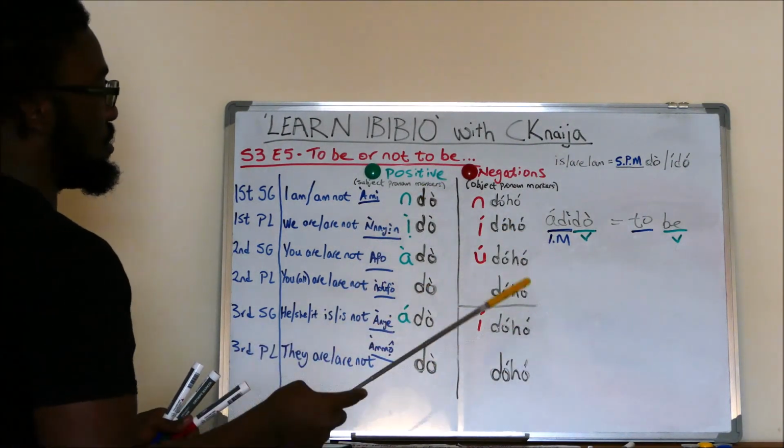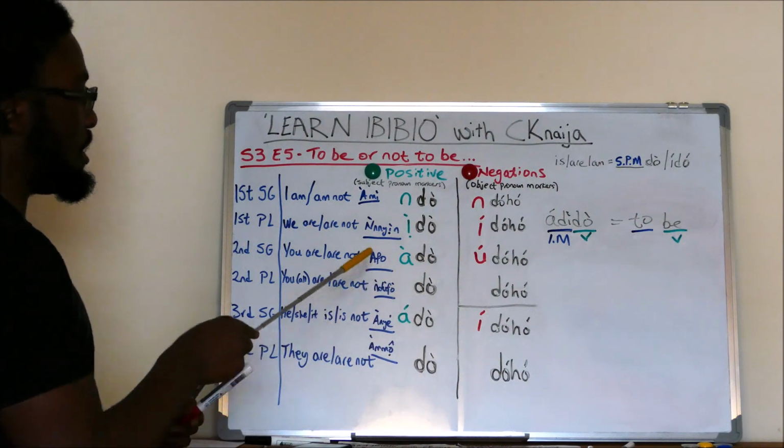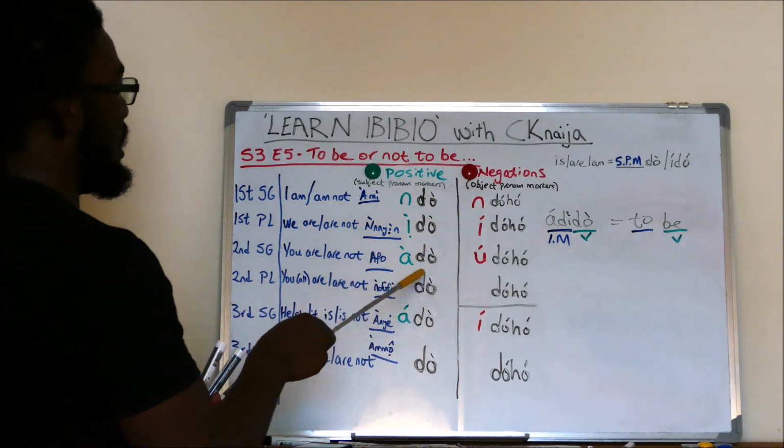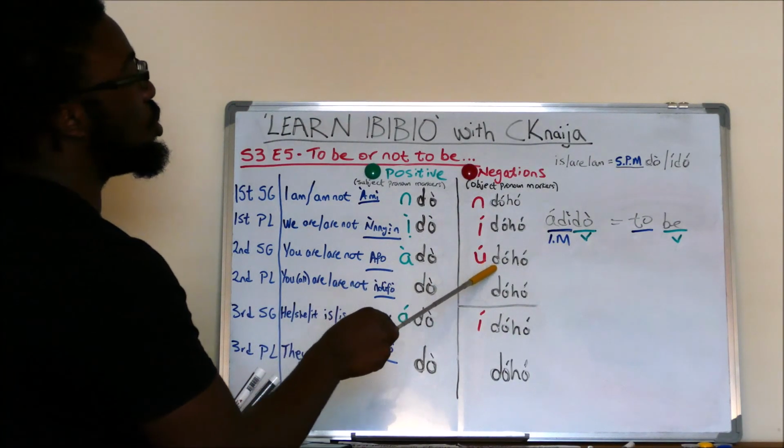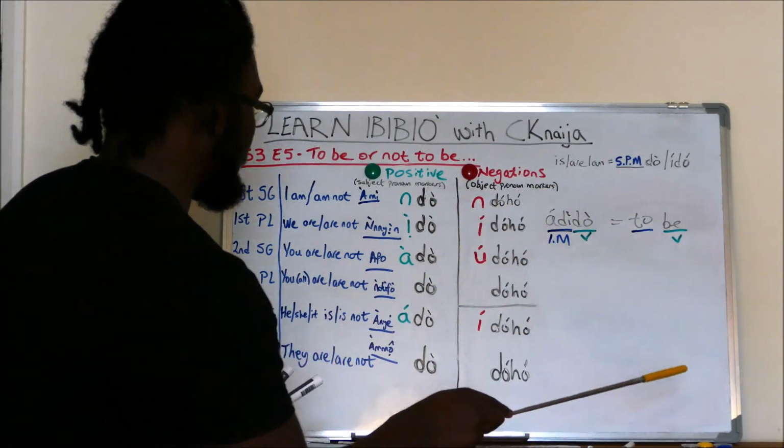You can also say ado. You don't need to say that afo, as always. And here, you don't need to say that afo again. You can just say udo, and that means you are not.